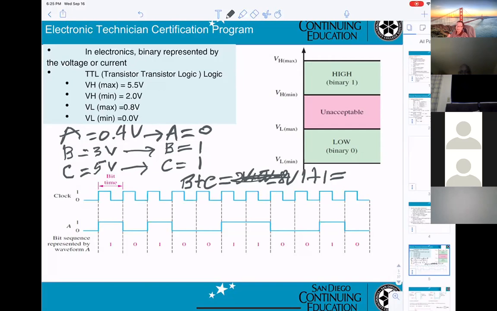Then they want the output in the high to be 3.5 volt and up.